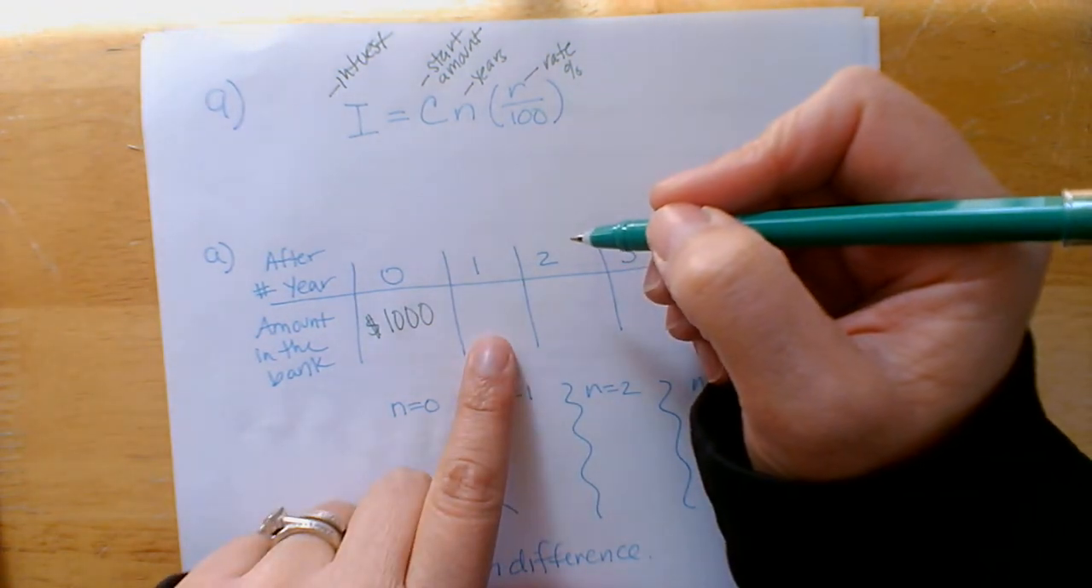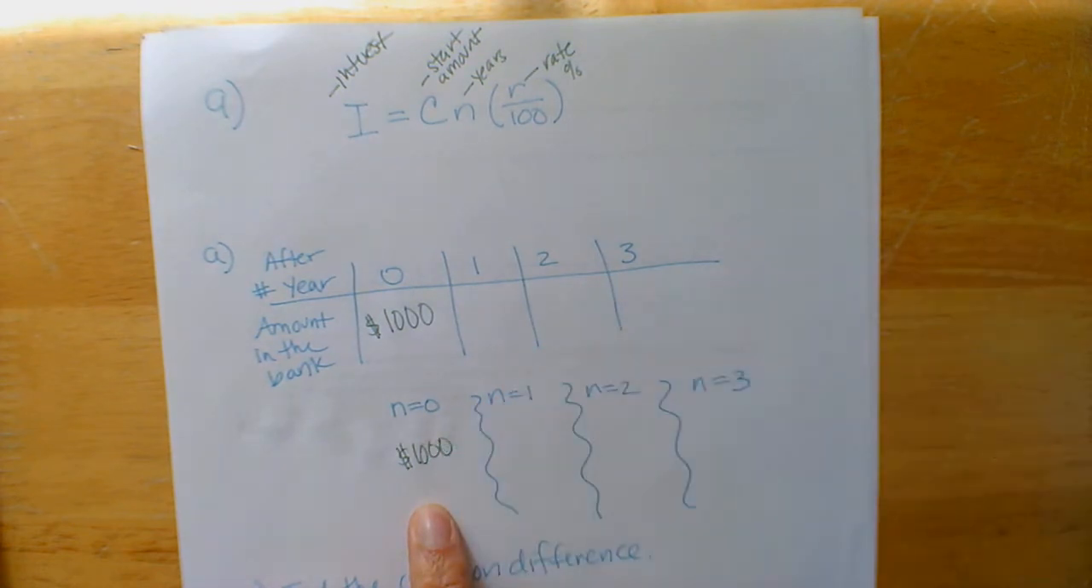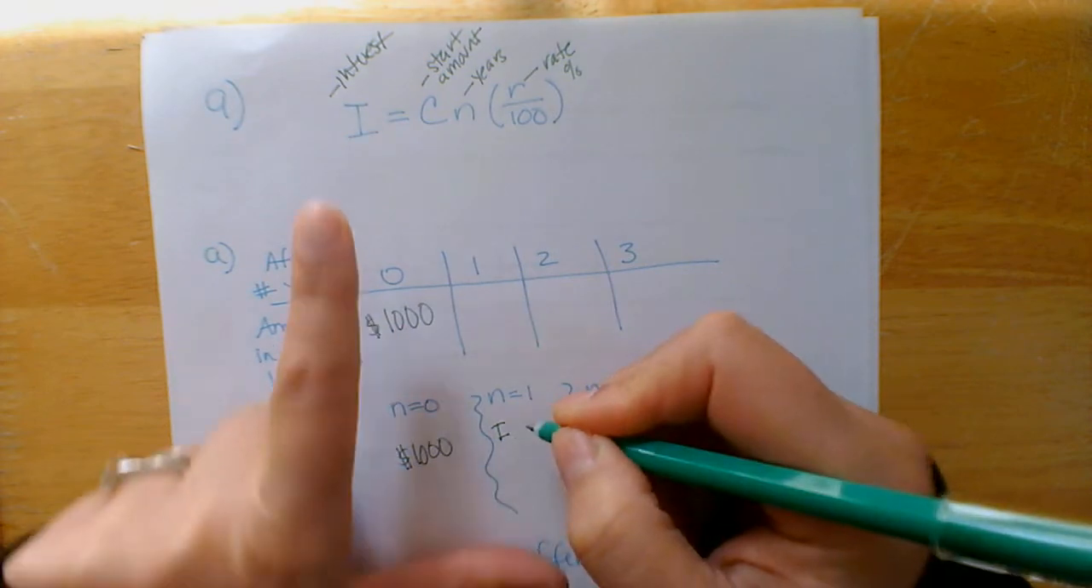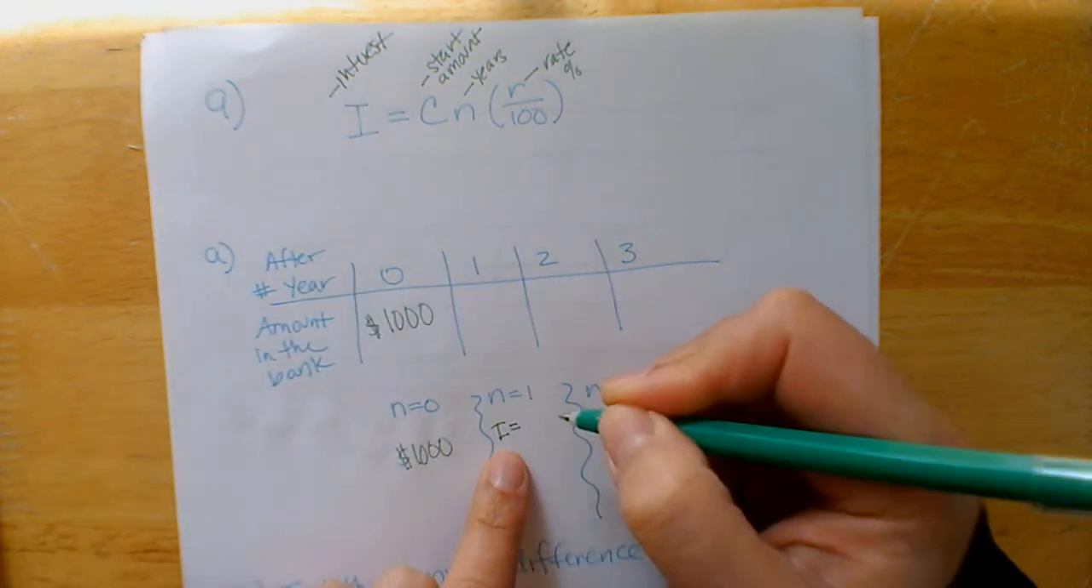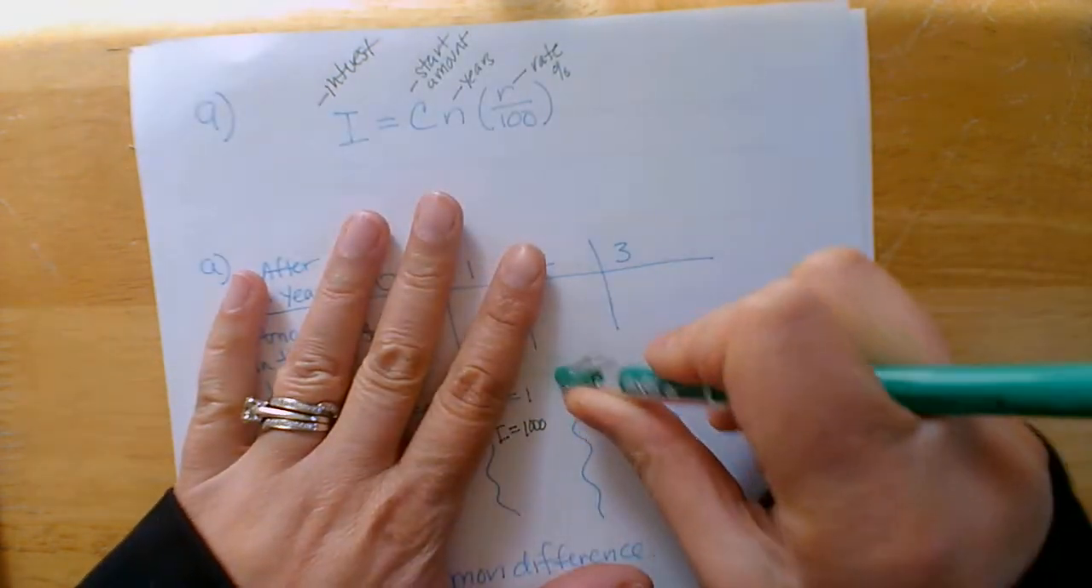After the first year, let's substitute. So year 0, that was just 1,000. That's where we start. Okay, after year 1, let's substitute our numbers from here. So our interest is going to be how much is in the bank. I did not give myself enough room here.